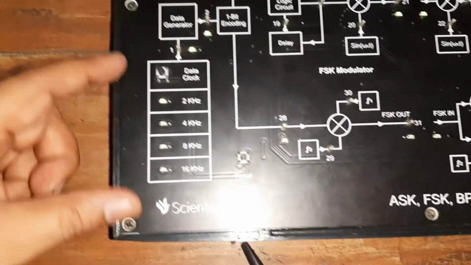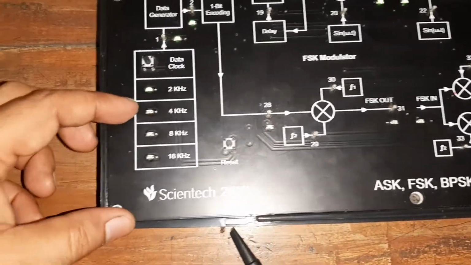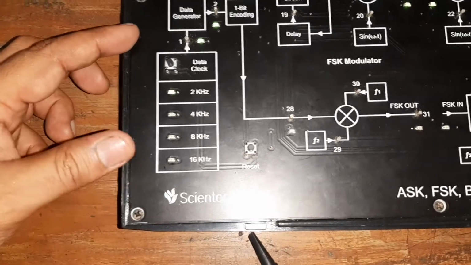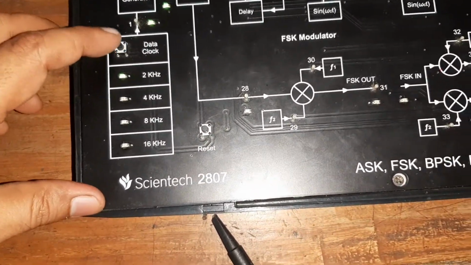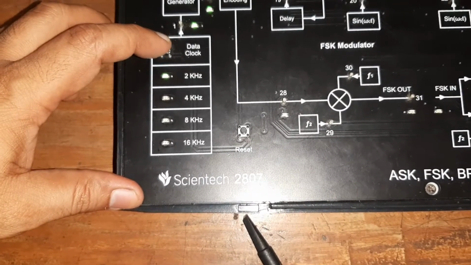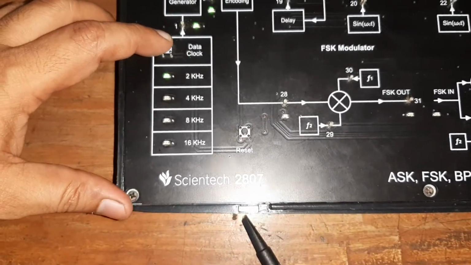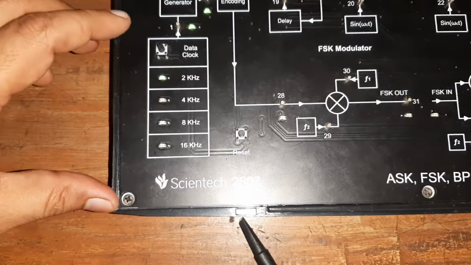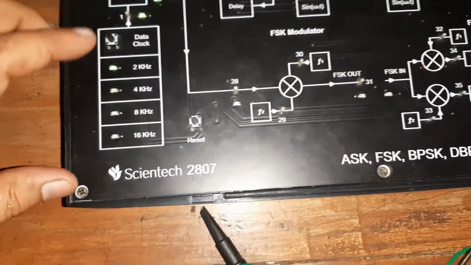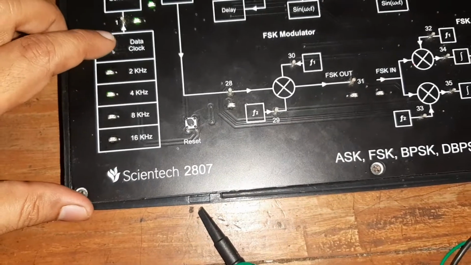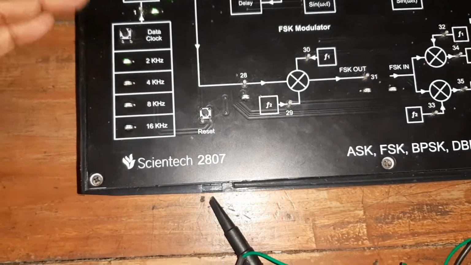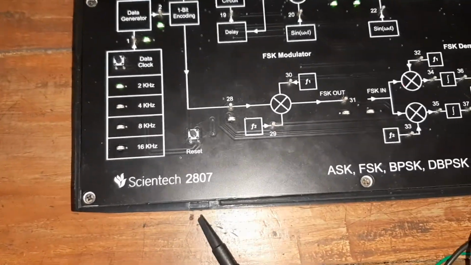At the bottom of that part, the data clock signals will be there. Again here we can use the on-off keying. With the help of this, you can increase the frequency of the clock signal: 2 kilohertz, 4 kilohertz, 8 kilohertz, 16 kilohertz. So from this you can use 2, 4, 8 and 16. Likewise, you can increase the frequency of the clock signal.